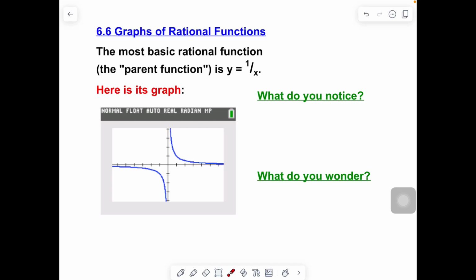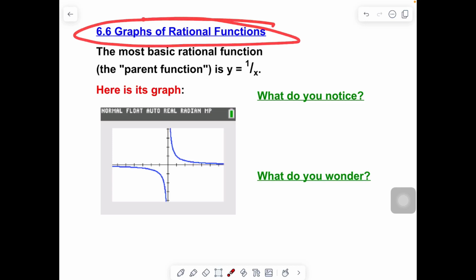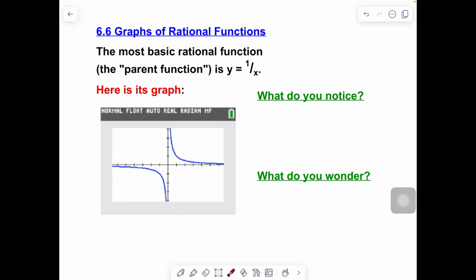Hi everybody, this video is going to cover graphs of rational functions. You have the handout. On the handout, the first box deals with a warm-up. We are not going to cover that in this video. So we are starting here with graphs of rational functions. That is the title of these notes as well.